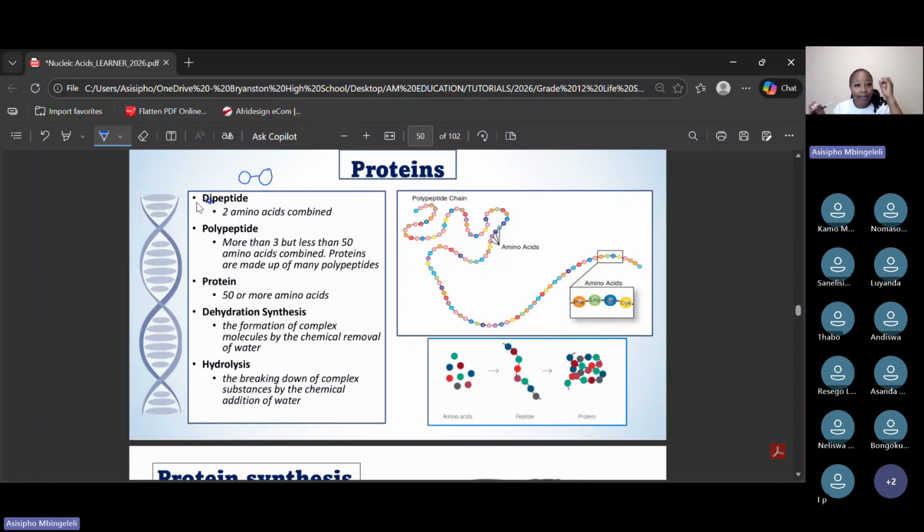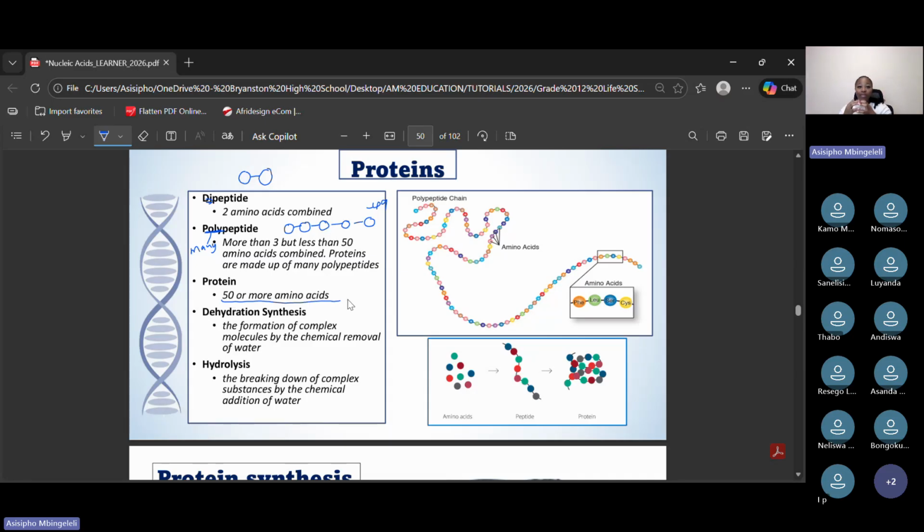We call it a dipeptide. Then, if you have 3 or more amino acids but less than 50 bonded together, we call it poly. The word poly means many. So a polypeptide means you have from 3 but less than 50, meaning 49. And this one, we're calling it a polypeptide. Again, we can't call this one a protein. We will only call a chain of amino acids a protein once it has 50 or more amino acids.